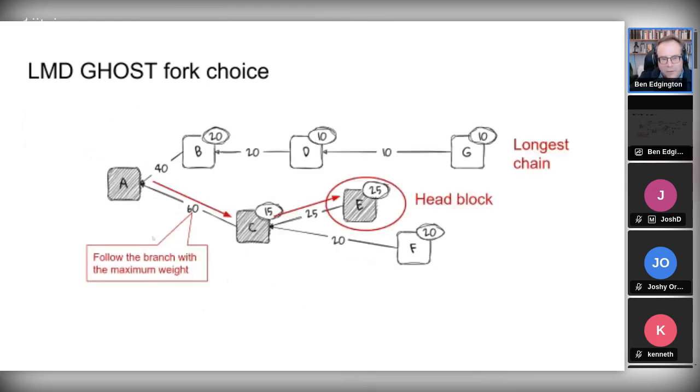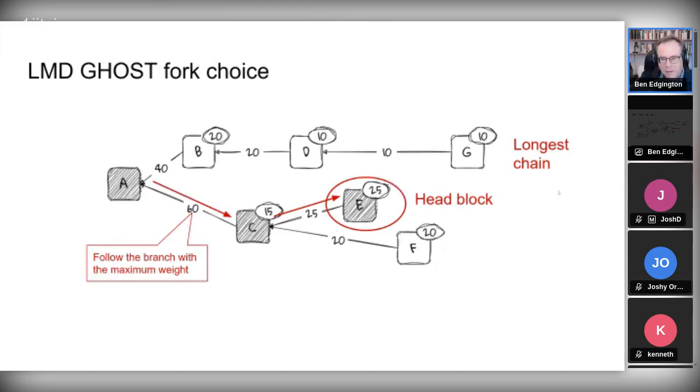And here's how the algorithm works. It starts at the root, which is A, and it finds the weight of the branches coming from A. There are two branches, and it follows the one that has the maximum weight, the heaviest subtree. So in this case, we go from A, not to B, but to C. And when we're at C, we just do the same thing again. We look at the weight of the subtrees coming off C, and we see that the one that goes to E is heavier, 25 rather than 20. And so we end up at E. And so we say this is our head block according to this algorithm.